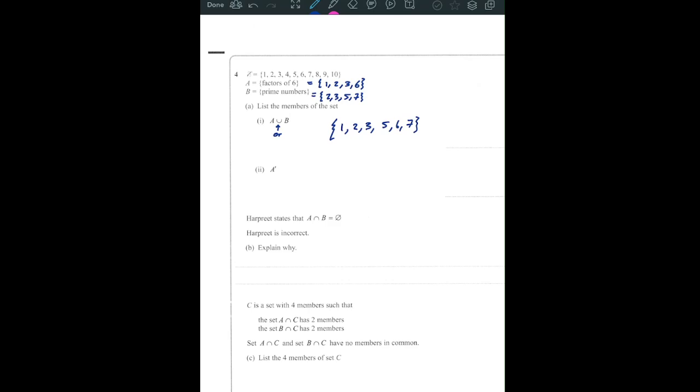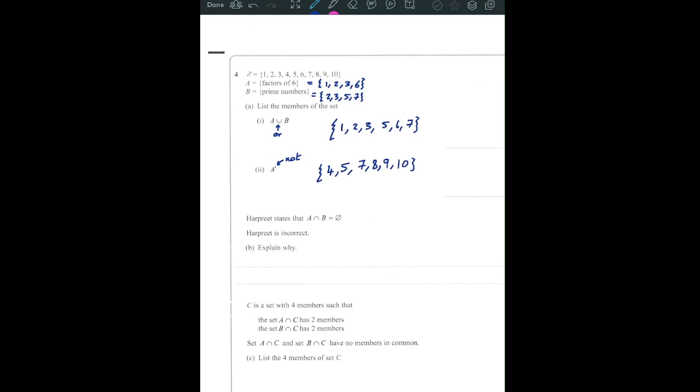The little dash means not. So this is asking for what's not in A. And remembering we're only allowed to use the numbers from 1 to 10. We've got 1, we've got 2, we've got 3. We don't have 4, so 4 is in this complement. We don't have 5. We don't have 7, 8, 9, or 10. So the complement, A dash, is that set there.